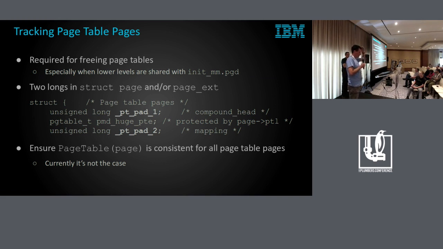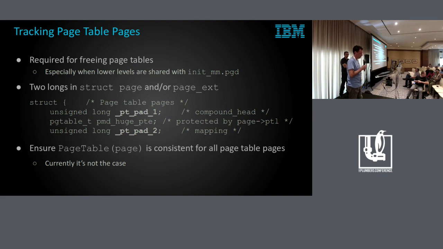Now, when I was playing with all these things, I found that one of the pain points is freeing the page table, especially when it shares some of the lower levels with init_mm's pgd. So either you need to track all the pages that were allocated for the restricted page table, or you need to have some other mechanism to be able to free the page table without screwing up the init_mm pgd.